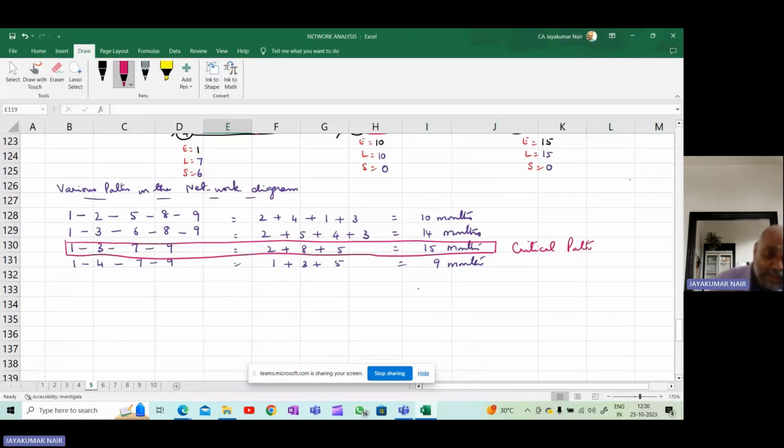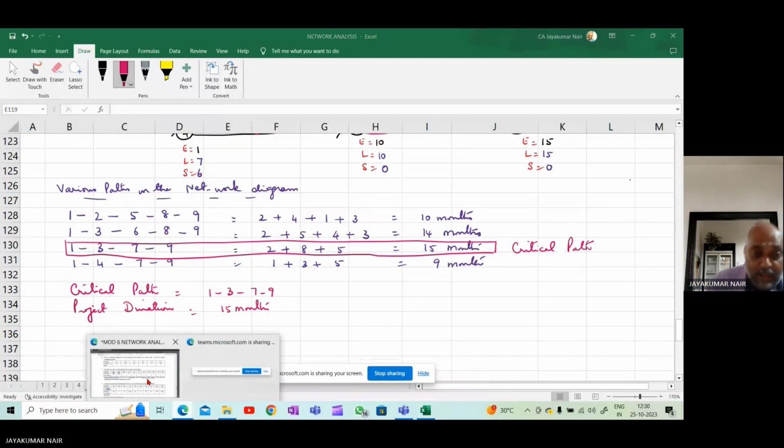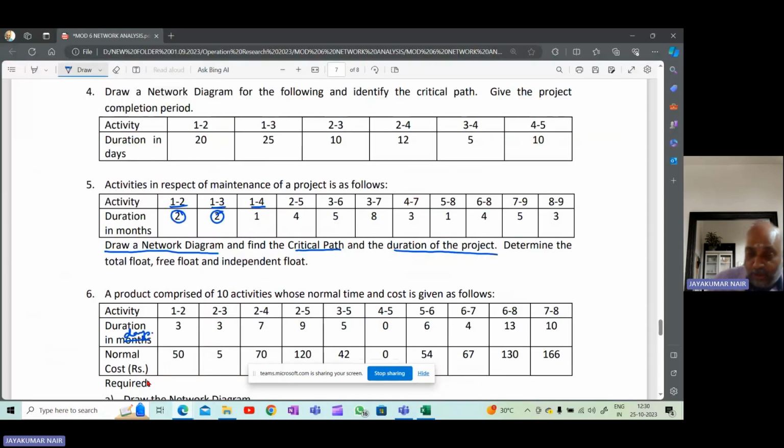So I'll write here, critical path is 1 to 3, 3 to 7, 7 to 9. What is the project duration? Project duration is equal to 15 months. So we have answered. We have drawn the network diagram. We found out the critical path and also the duration of the project.